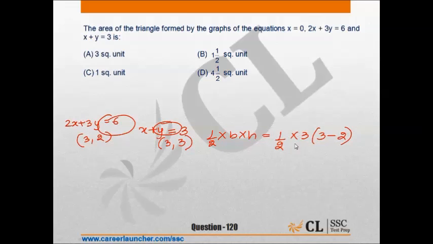So we have half into base into height. That would give us half into 3 into 1. So our answer would be 3 by 2. So the answer is 1.5 square units. So the correct option is option B.